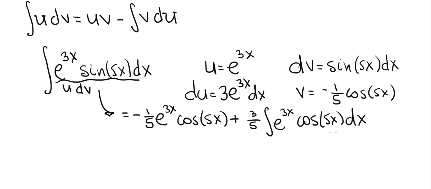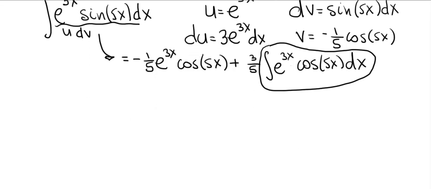Now the integral on the right is no easier than the integral on the left, but we should not give up. What we should do instead, I'm going to take this integral without the constant in front of it, 3/5. We'll come back to that. Once we've solved this, we'll multiply the answer by 3/5. So I'm going to look at now the integral of e to the 3x cosine of 5x and apply the integration by parts technique here as well.